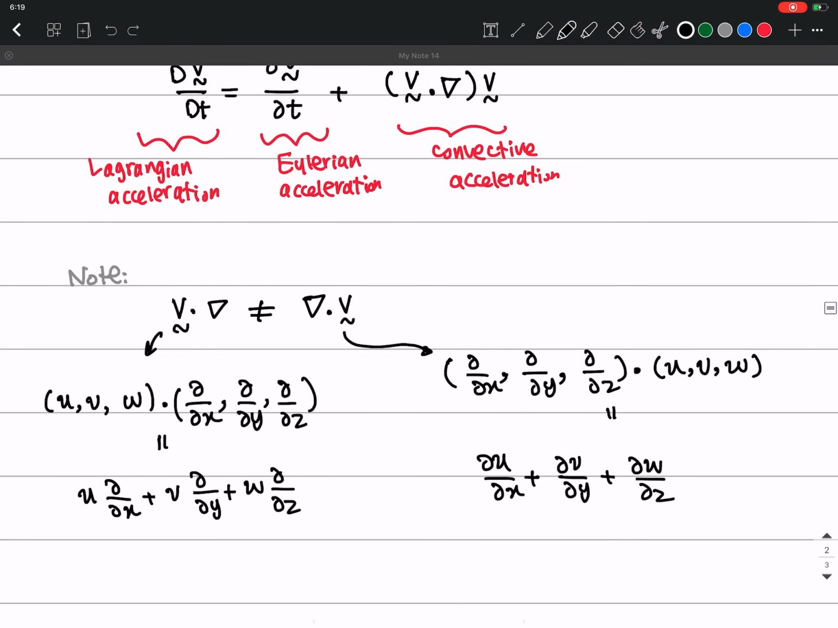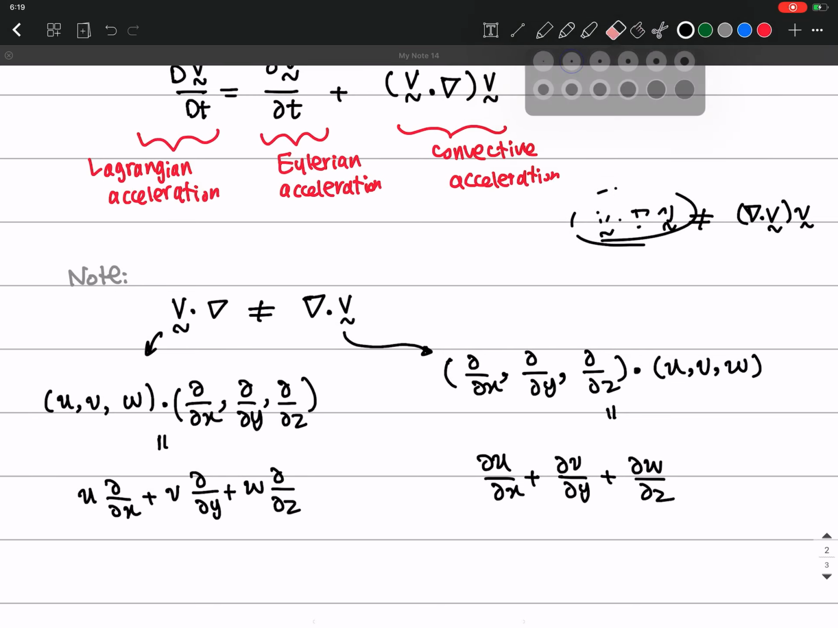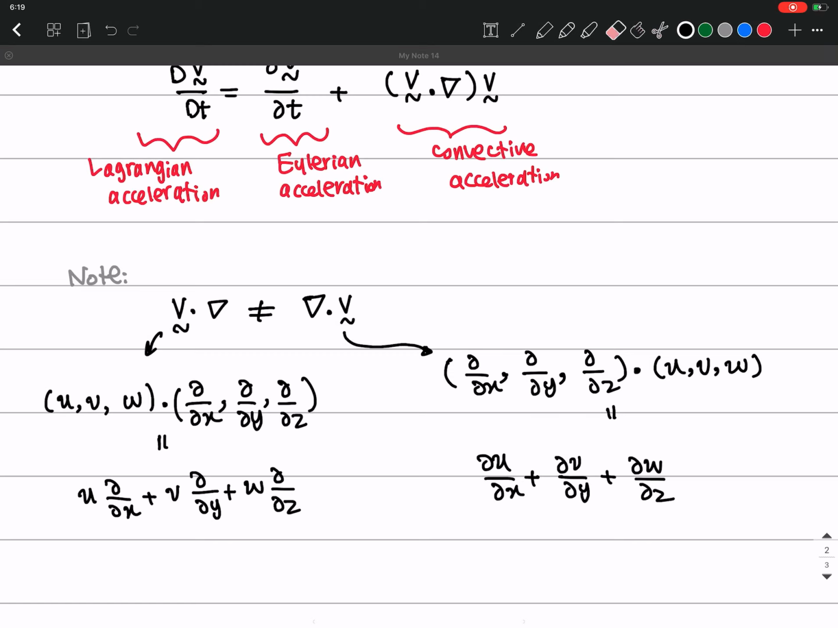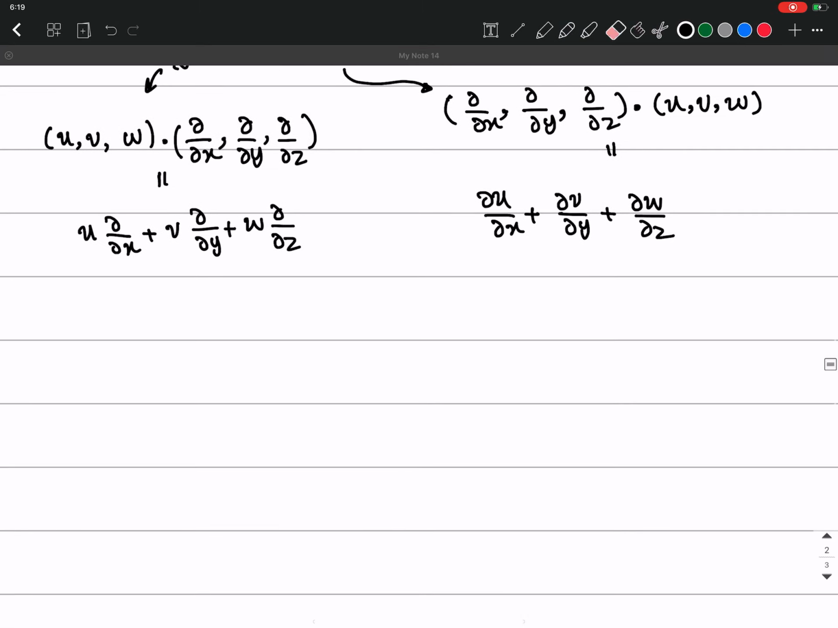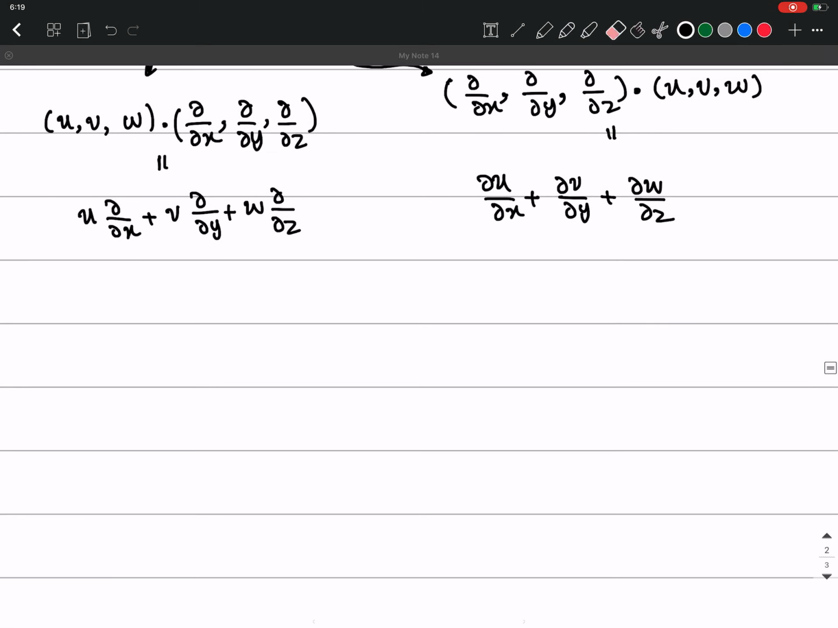So you should never write v dot grad v as equal to the divergence of v, grad dot v, times v. Okay, so these never equal each other. So this is what is in the equation, and we have it here. This was just a short note about this mathematical operator that we used.